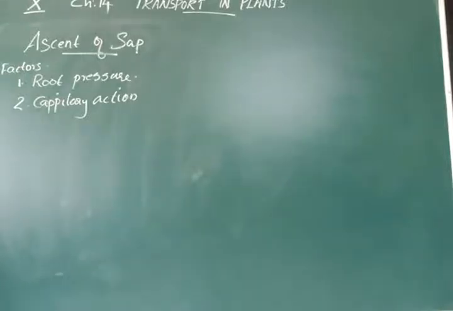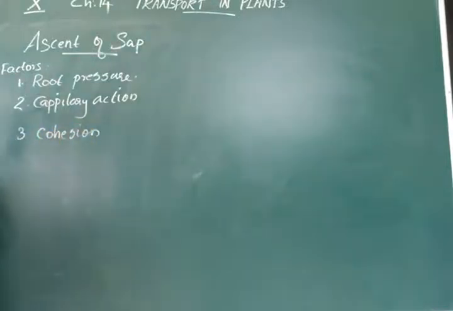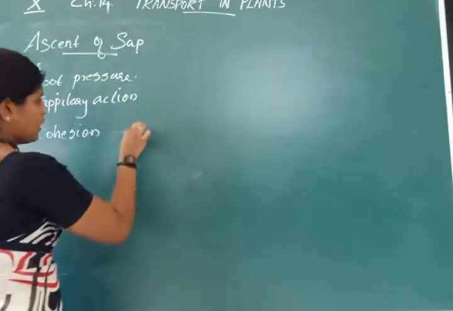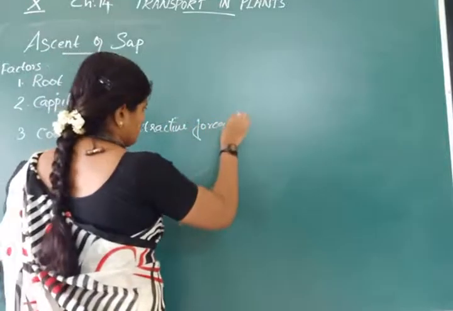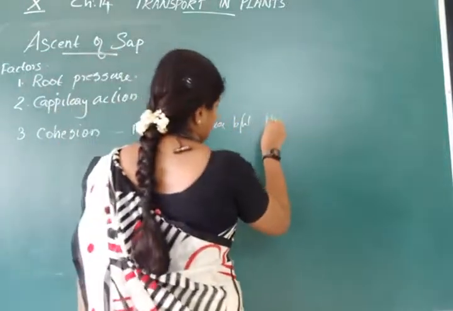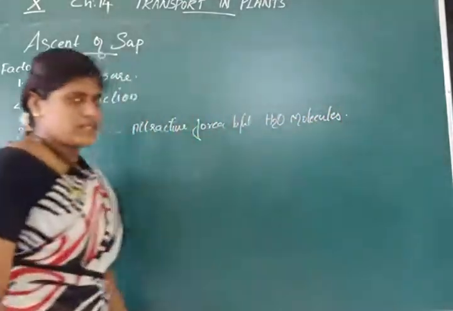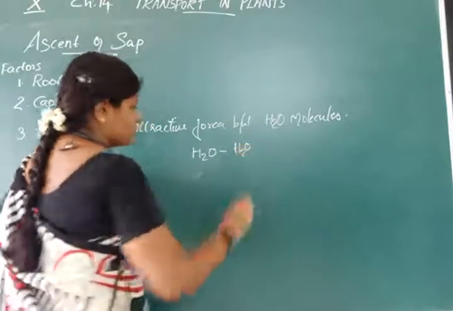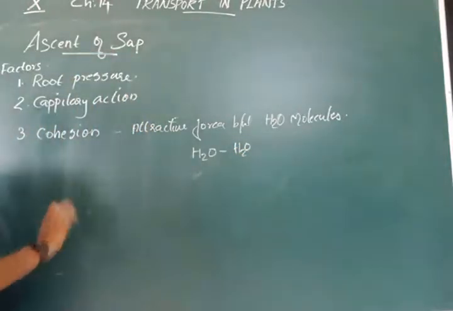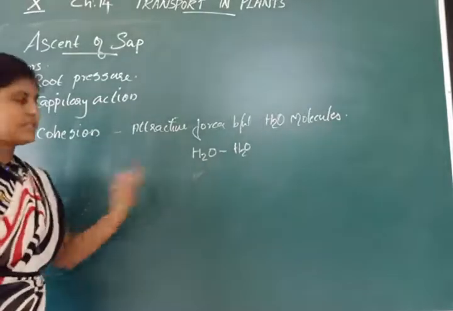Then adhesion and cohesion of water molecules. What is cohesion? Cohesion is the attractive force between water molecules. Two water molecules are bound together through cohesive force. So cohesion means water molecules are attracted or bound together through these cohesive forces.